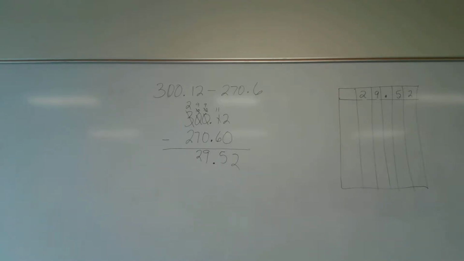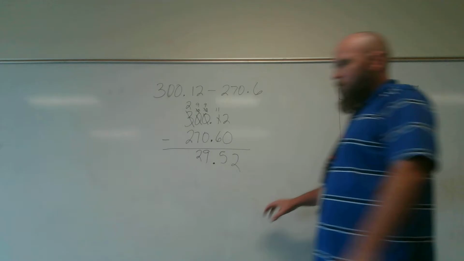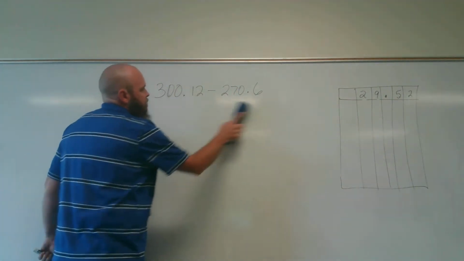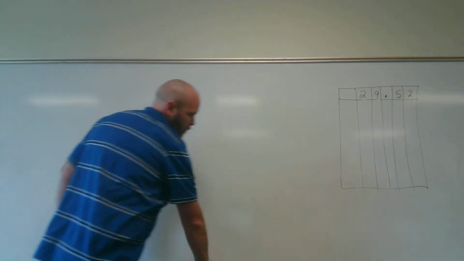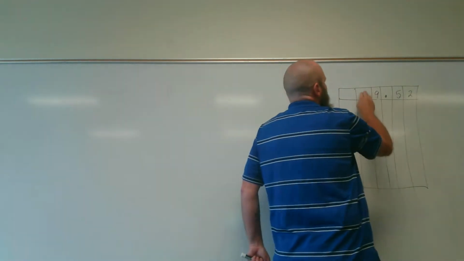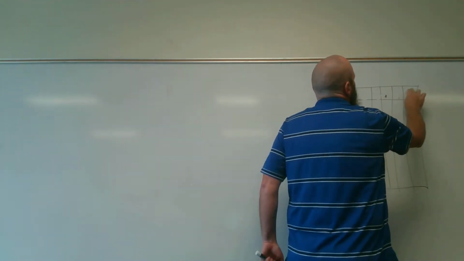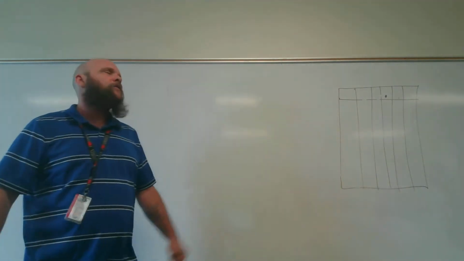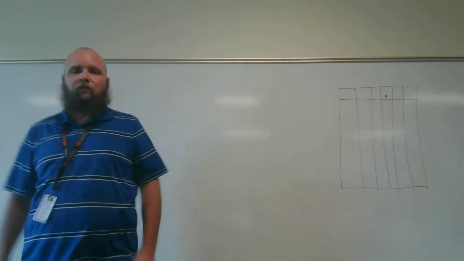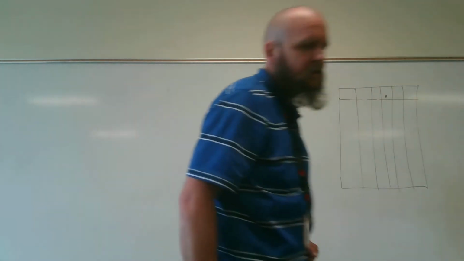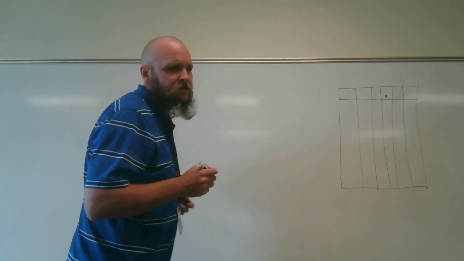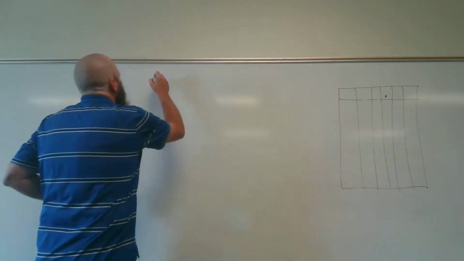Make sure you're bubbling in the circles with the numbers on them correctly, because that is what the machine that grades it is looking for. If you don't bubble in correctly, even if you have the right answer, it's going to get it wrong. So let's do 67 and 5 tenths times 3 and 2 tenths.